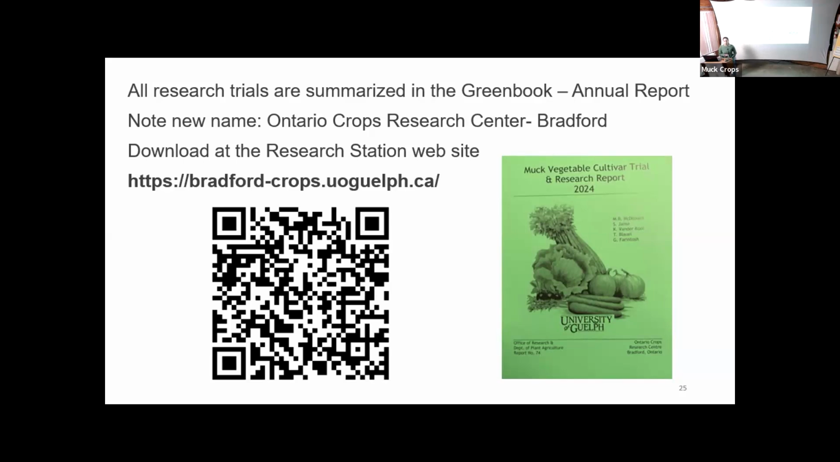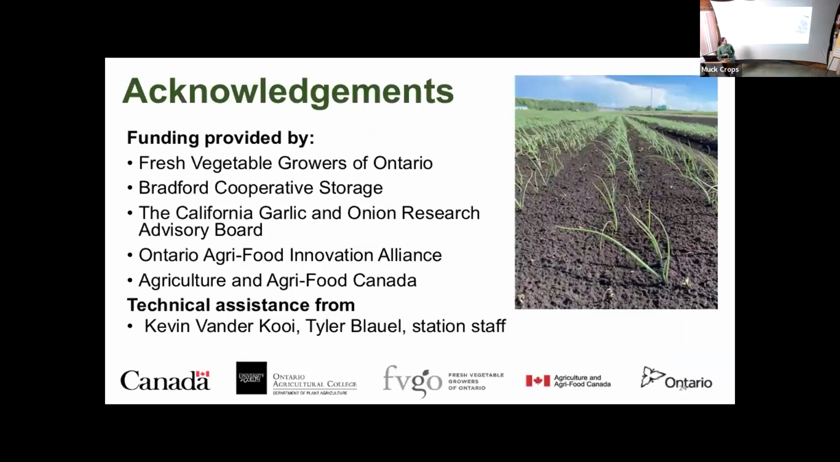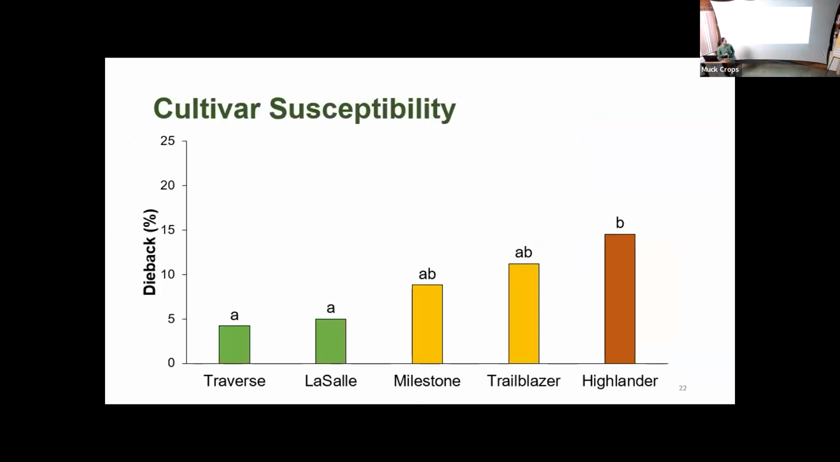I was wondering, I didn't catch it, which 3 varieties were susceptible to Stemphylium again? So yeah, all of them were susceptible, but we do see that some of them, like Highlander, was worse than Traverse or Lascelles, but they are still susceptible.